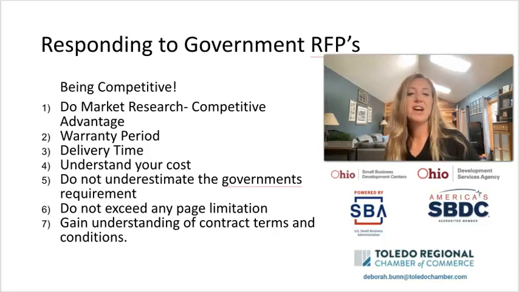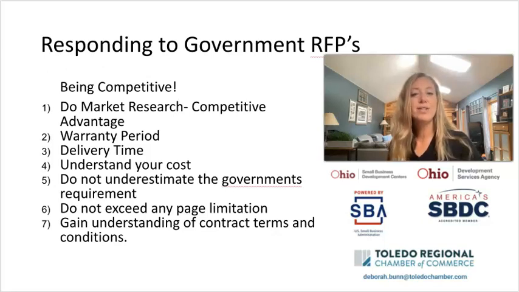Gain an understanding of the contract terms and conditions. This is where a lot of small businesses can get themselves into trouble. They don't understand the contract terms and the conditions. If you have any questions with any of those items, you could always ask your local SBDC.